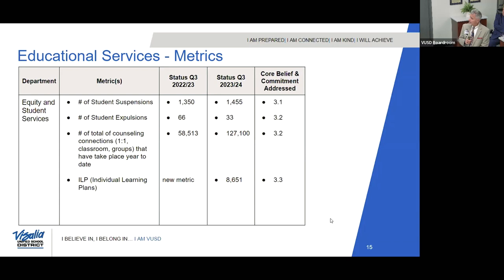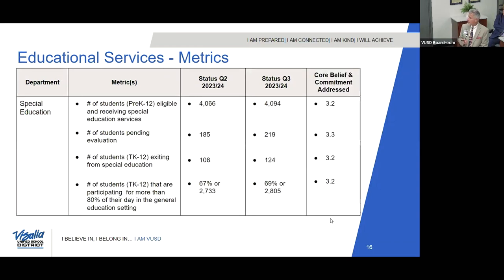Then you see a couple indicators with our counselors. Again, really emphasizing the support we're offering our students, and more specifically, the individual opportunities we're taking to connect with students to make sure that they're on track and they recognize what's happening and what's important for their pathway to success.